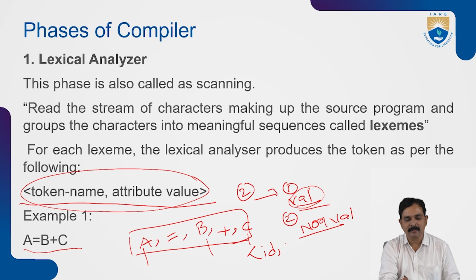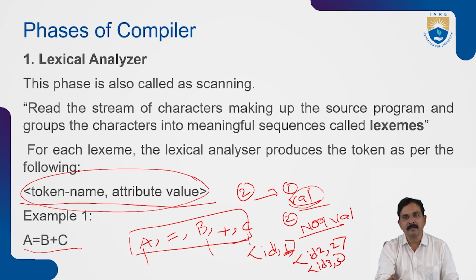For this identifier, what is the value? The value can be stored in a data structure, the symbol table, in one of its entries. Suppose the value of A is stored in the first entry of the symbol table. It can be defined as ID, comma 1, or identifier 1, comma 1. The second identifier is B, and you follow the same syntax: token name, comma, attribute value. It is considered as ID2, comma 2. The last one is C, the third identifier, ID3, comma 3.